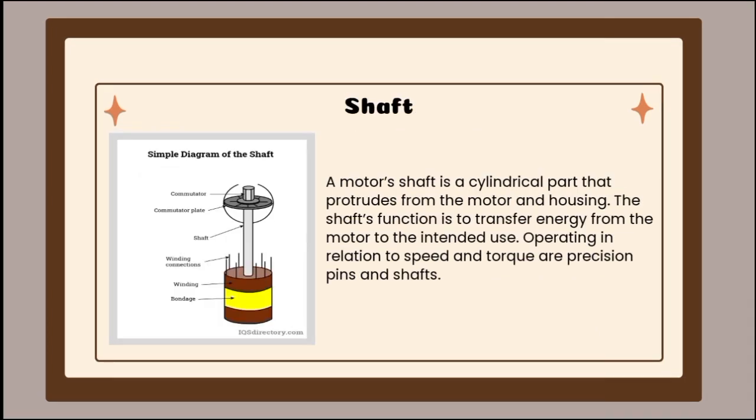Number 3. Shaft. A motor shaft is a cylindrical part that protrudes or extends beyond the motor and housing. The shaft's function is to transfer energy from the motor to the intended use. Operating in relation to speed and torque are precision pins and shafts.